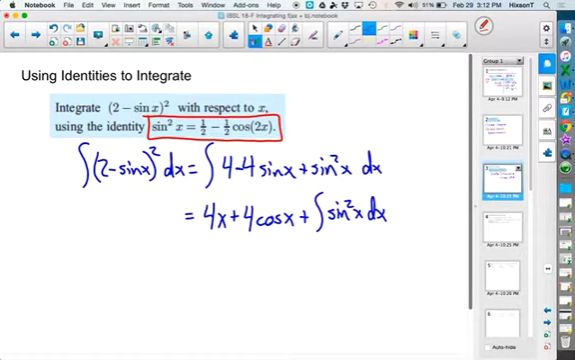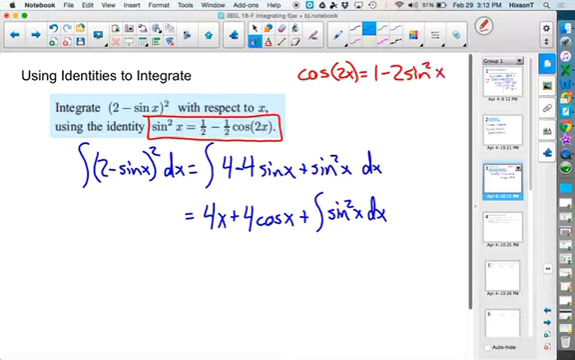Now, there are whole books full of different trig identities. Here's one that, notice, takes a sine squared and creates a cosine of 2x out of it. This is actually derived from your double angle formula. Remember, cosine of 2x equals 1 minus 2 sine squared of x.